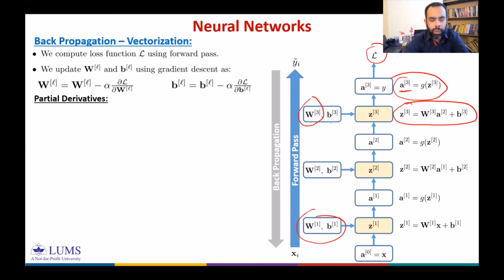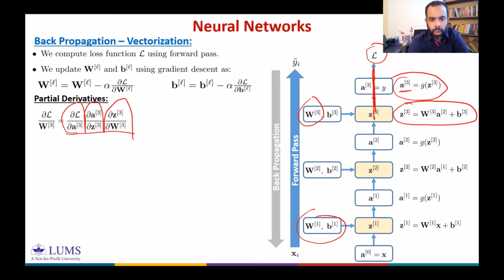Okay, with this in mind, I can write the partial derivative of loss with respect to W3 as a product of three derivatives using the chain rule. Partial derivative of loss with respect to A3, A3 with respect to Z3, and Z3 with respect to W3. Right? If you see this alternative representation, I'm back propagating loss. So I'm traversing in this direction.